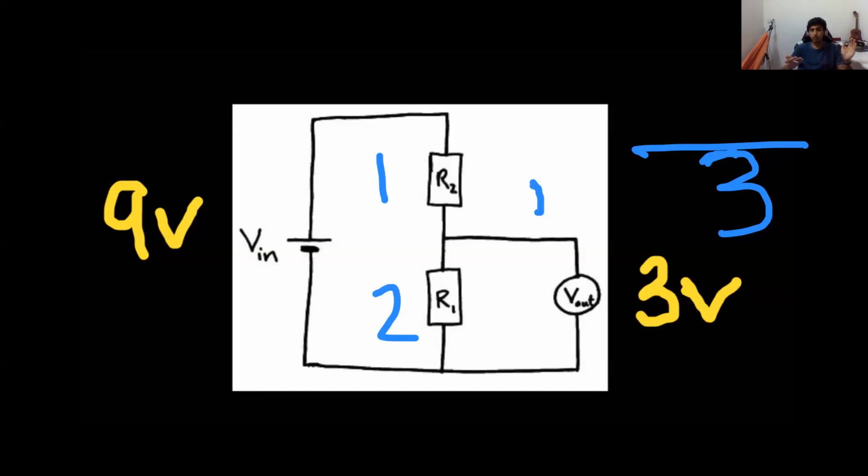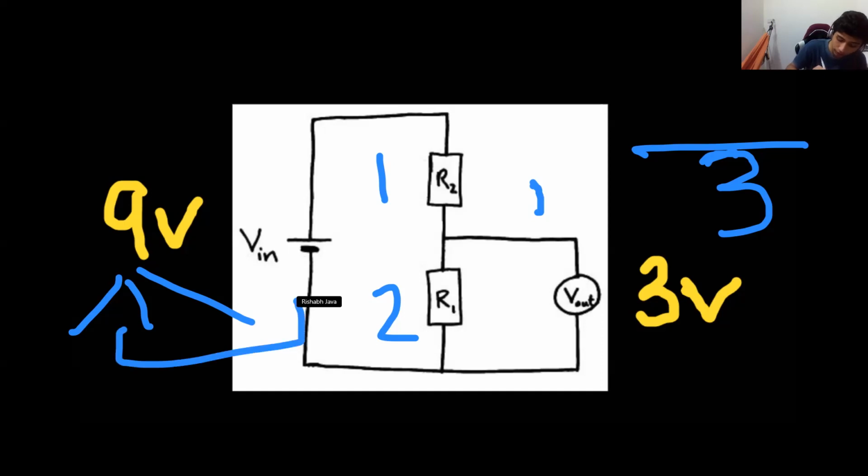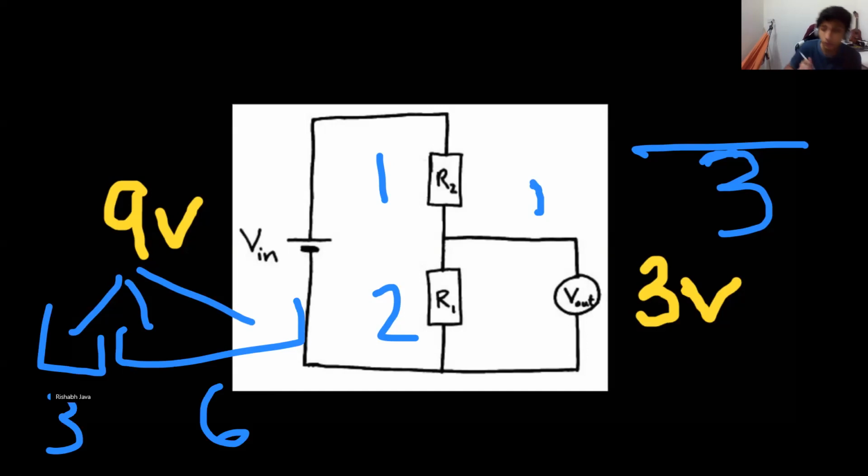Does that make sense? So if my input voltage is 9 volts, it's going to get divided into 3 parts, because our total resistance is 3 ohm, and because one is 2 ohm and the other one is 1 ohm, one is going to get 2 parts and the other one is going to get 1 part. So one will get 6 volts and one will get 3 volts.